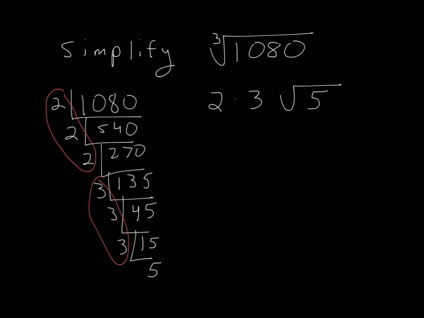And if there's more than one thing that came out, we multiply those together. And we can't forget, this is a cube root problem, so keep writing that little 3 along the way. That's it.